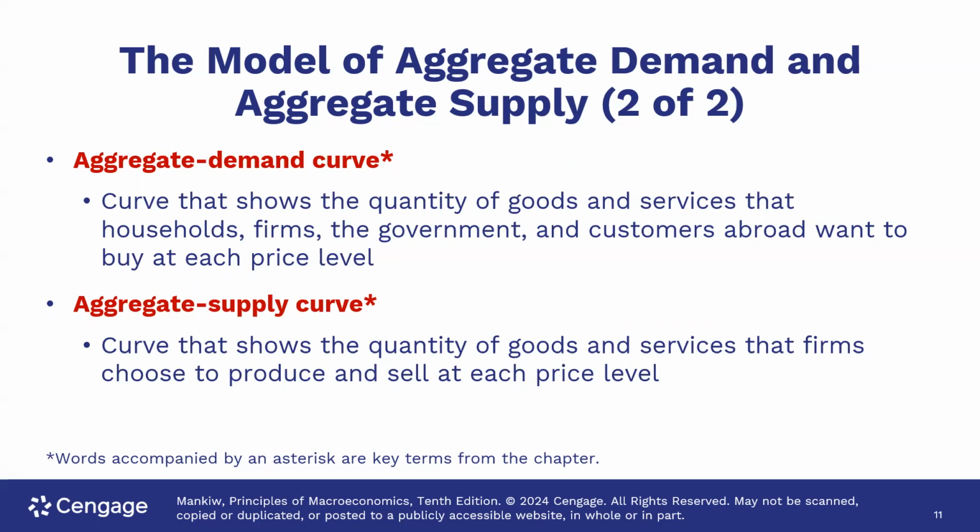And then for this market, we also have a supply side. So who actually produces all those goods and services? It is a curve that shows the quantity of goods and services that firms choose to produce and sell at each price level, right?